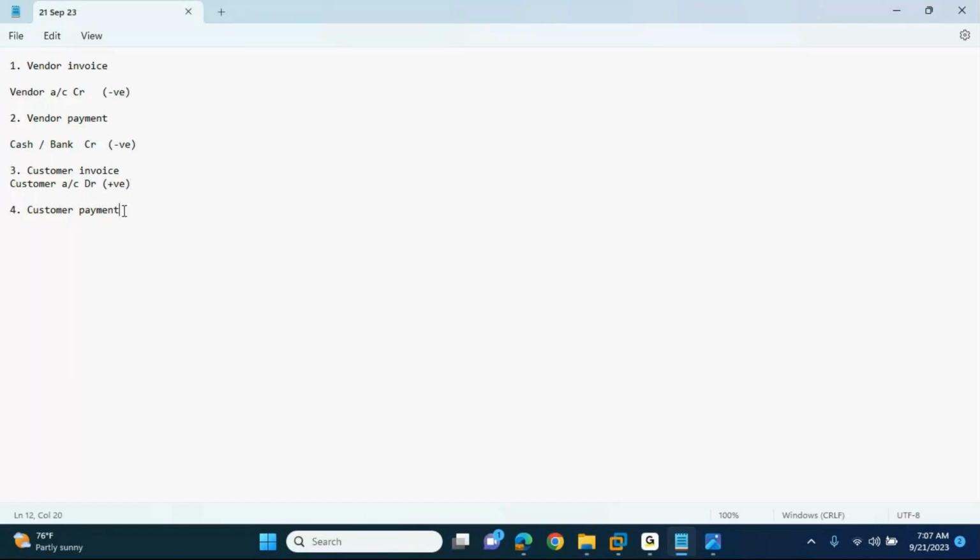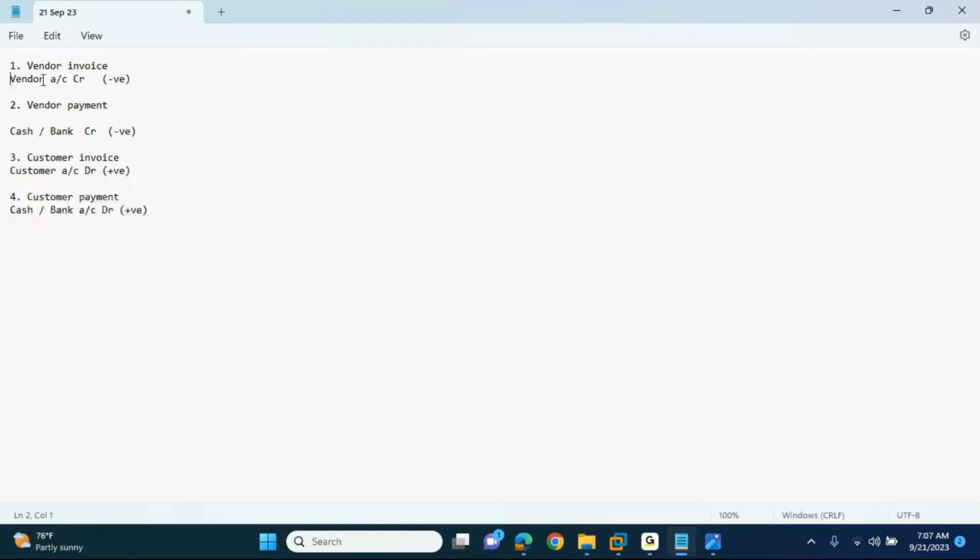Suppose you have received money. How can you receive money from the customer? Using cash or bank. The bank balance or cash balance will be increased. You receive money from the customer. That's it. So, is there any complexity in these 4 transactions? If you learn these 4 transactions, you learn commerce. Simple.